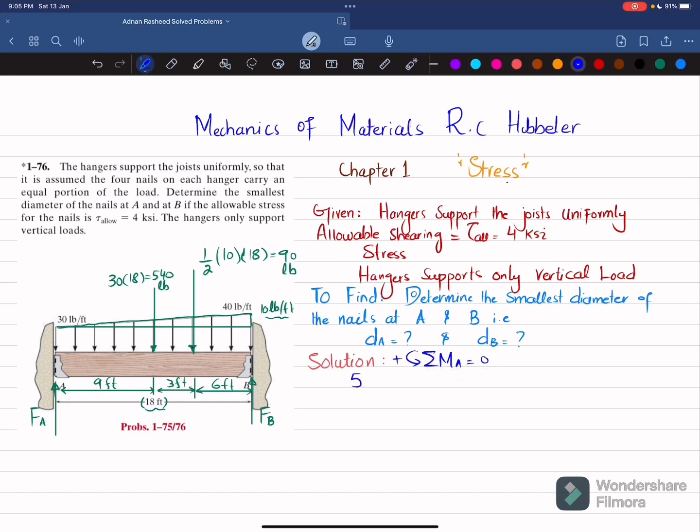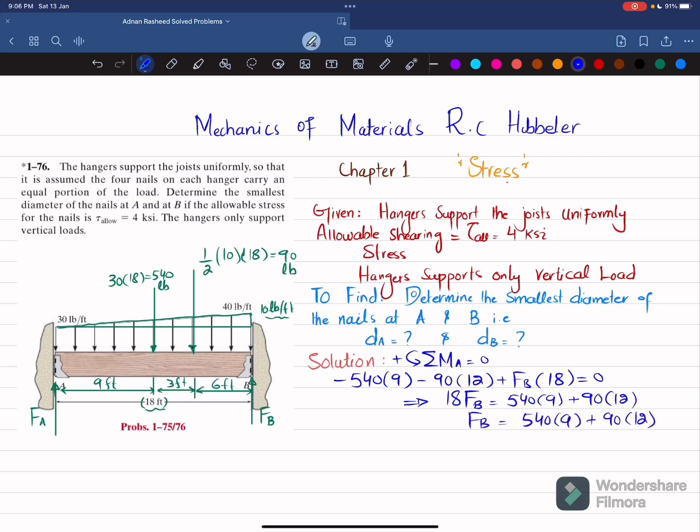So I write minus 540 multiplied by 9, this is clockwise, minus 90 into 12 plus FB into 18 is equal to 0. When you calculate it, 18 FB will be equal to 540 multiplied by 9 plus 90 into 12. So FB will be equal to 540 multiplied by 9 plus 90 into 12, divided by 18, and you will get the vertical force at point B equal to 330 pounds.